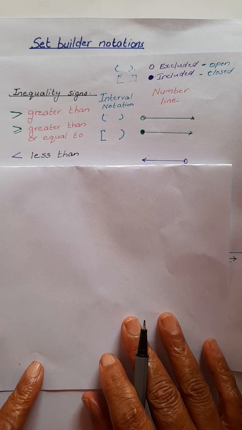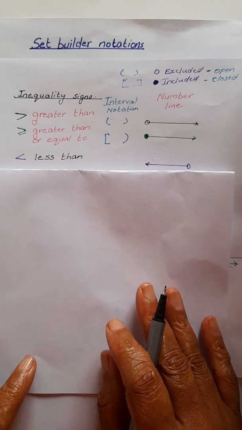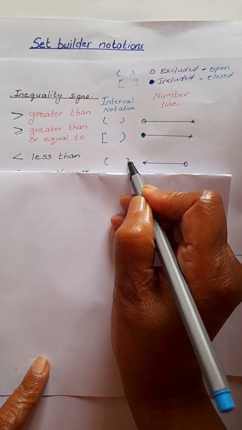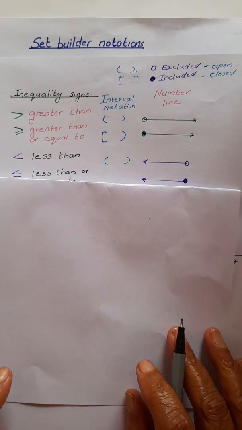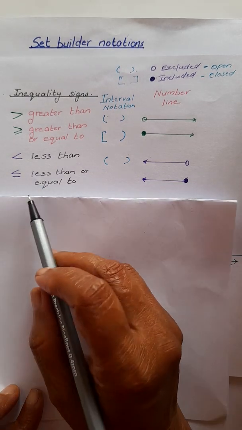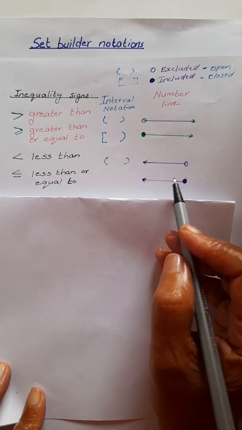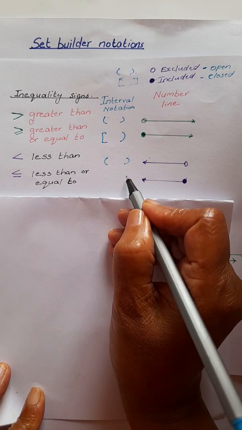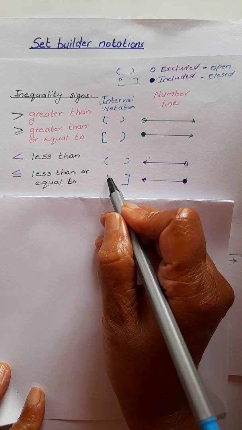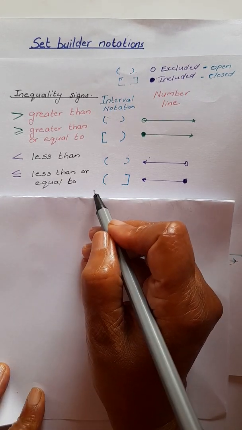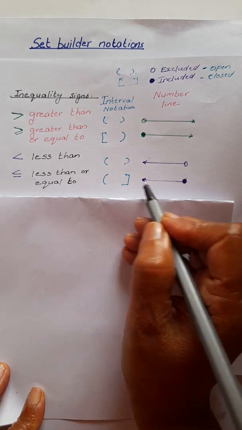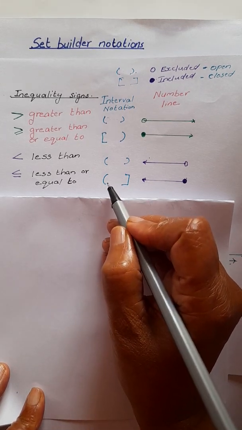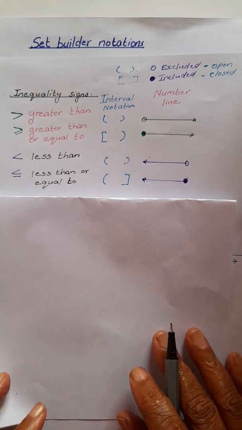Then the next one, less than, so the arrow goes to the left side, and it is an open circle. So both sides are open, with round brackets. Then the next one, less than or equal to, means this side is a shaded circle, that is closed, so you have to use the closed bracket. And this side goes to negative infinity; we don't know where it ends, so you have to use the round bracket, that means it is open.